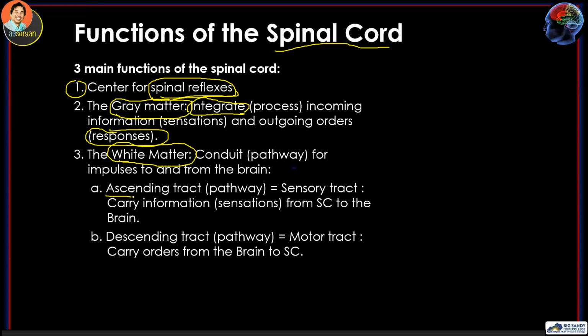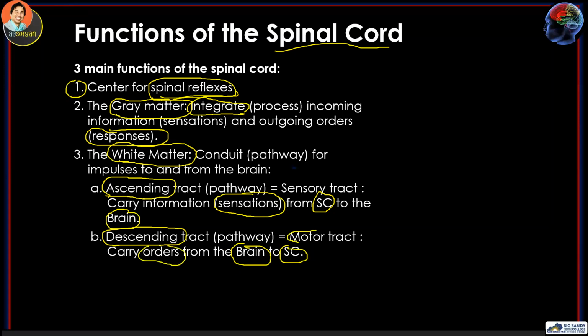There will be the ascending track, which is the track that goes up from the spinal cord. So this is from the spinal cord up to the brain. So this is the ascending track. It will carry the sensations, information about sensations. And then the second type will be the descending track, going down, which is from the brain to the spinal cord. And this track will carry motor orders from the brain.